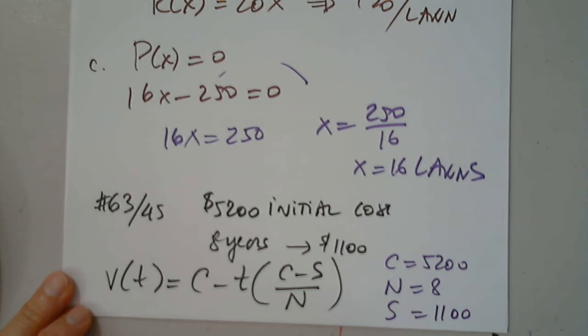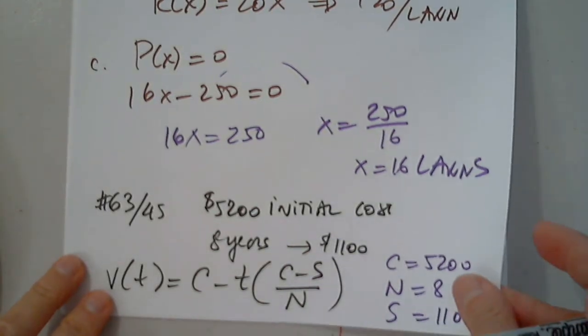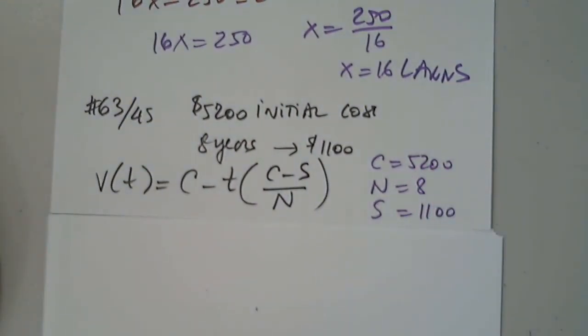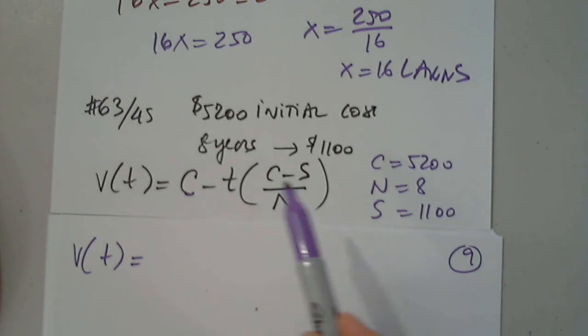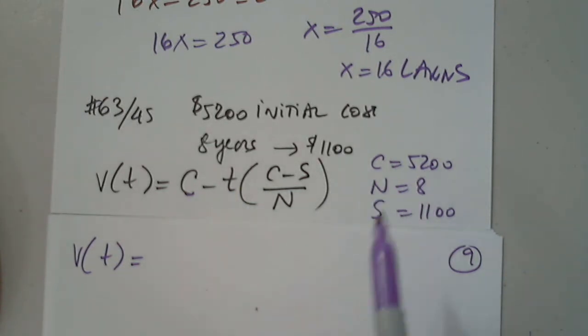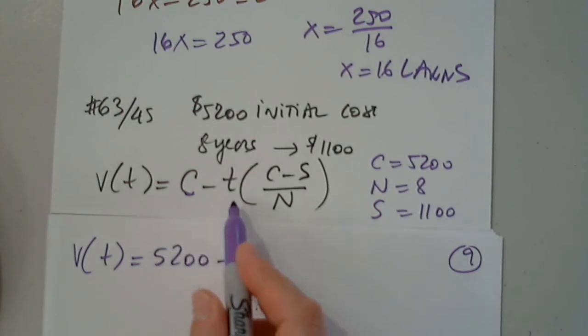It says V, or the depreciation, the book value. Find the linear function for the straight line depreciation of the machine. Can anyone get us started on this one? What should we write? So the initial cost? 5,200, very good. Minus t.